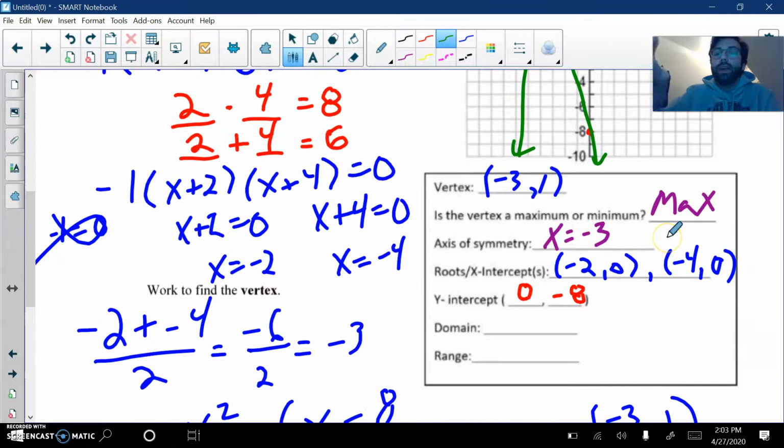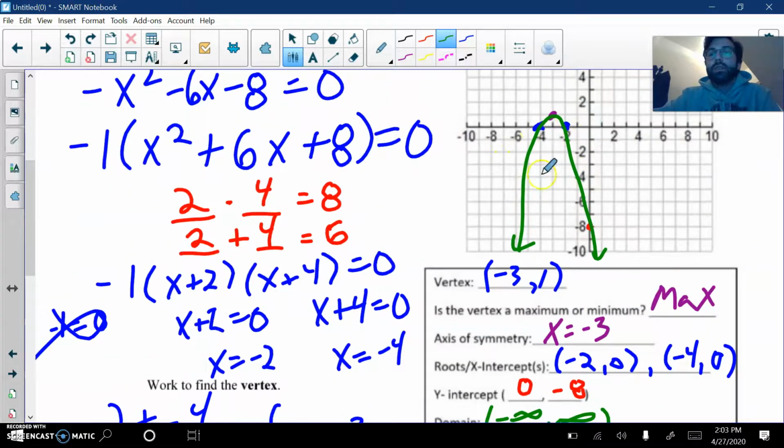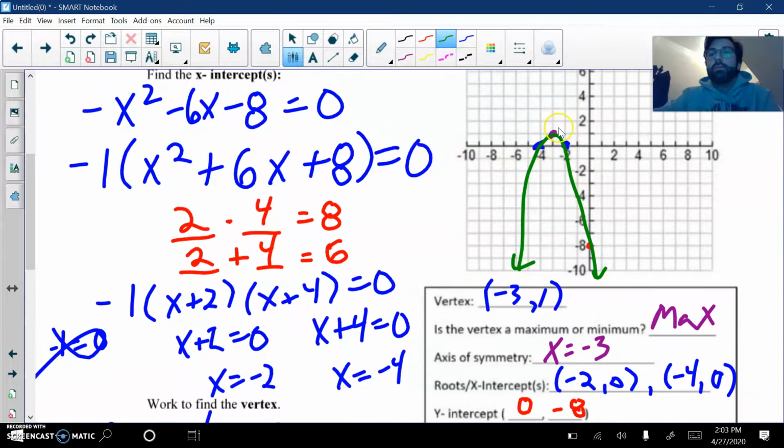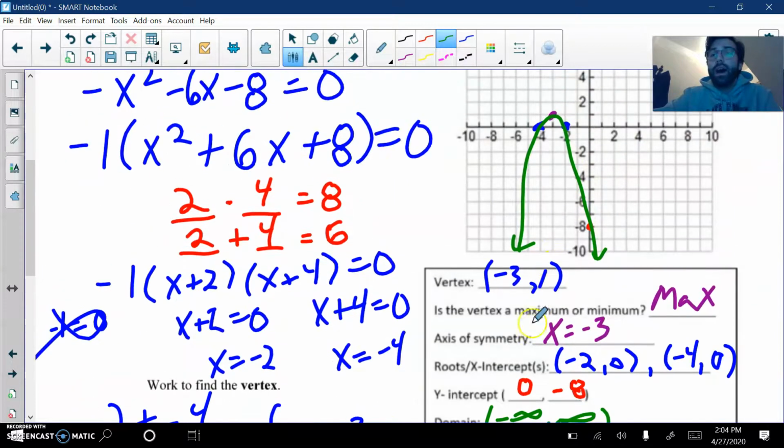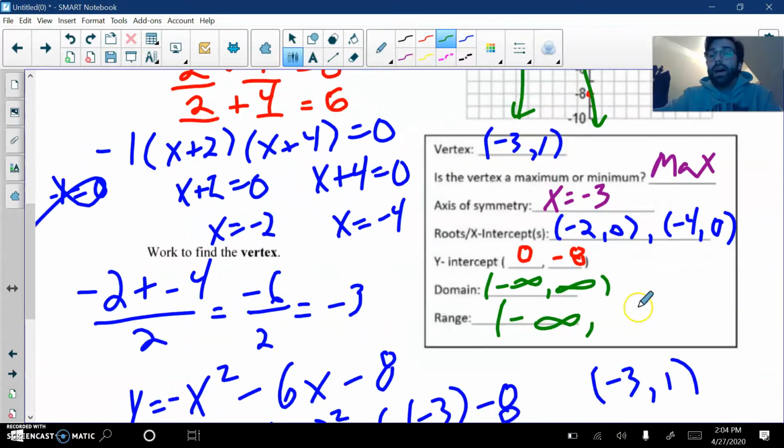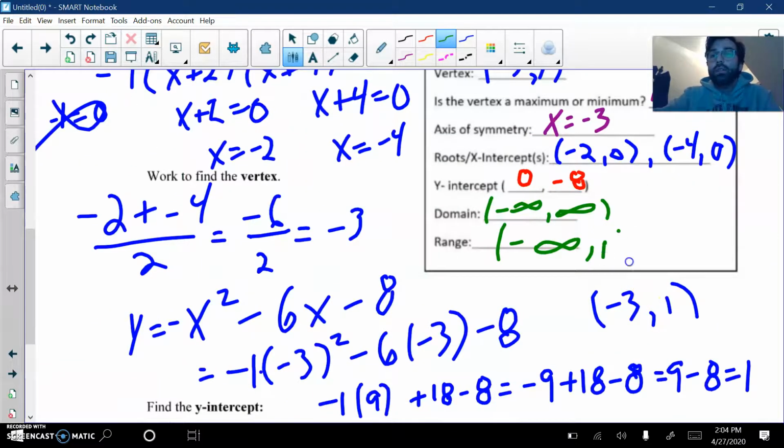All right, my domain, negative infinity to infinity. My range is a little bit different this time, because remember it's bottom to top. Well, I can't see the bottom of this graph. Since I can't see the bottom of this graph, it's going to be negative infinity. My lowest possible y value is negative infinity. I cannot see it. These arrows go on forever. The highest possible y value, bottom to top, the top is positive 1.